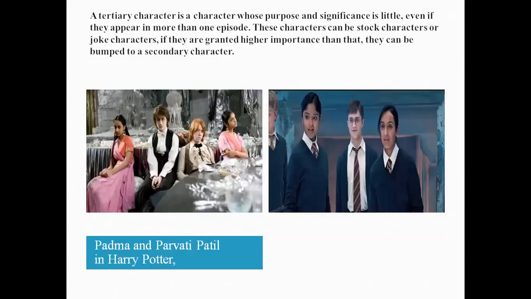Okay. Now we are going to talk about the tertiary character. A tertiary character has little significance, but if you put more importance on the tertiary character, the tertiary character would be a secondary character or one of the major characters. They would appear in the text, but they would not put more importance to the mind of the audience. If they began to put more importance to the mind of the audience, definitely they are going to be a secondary character, or they are going to be as equal as a major character.